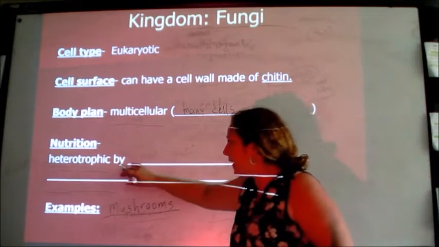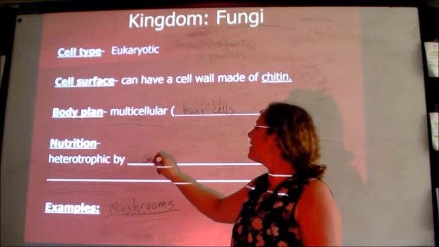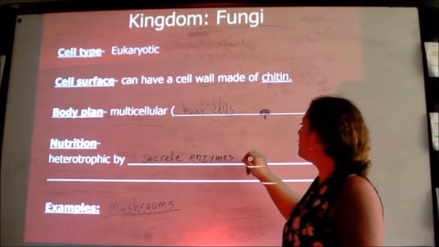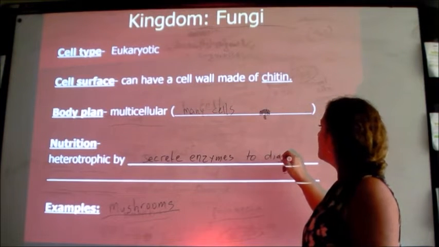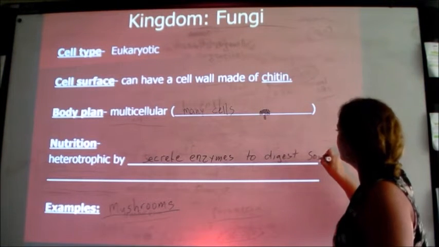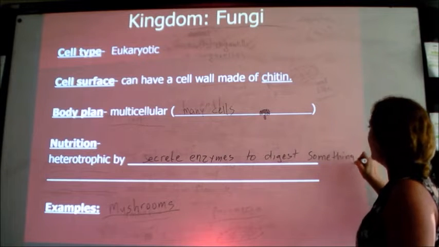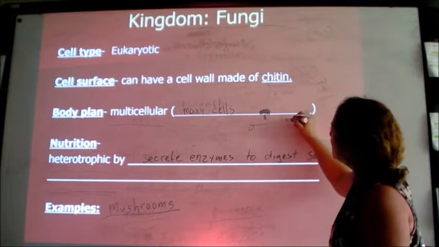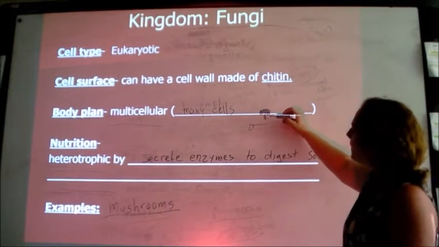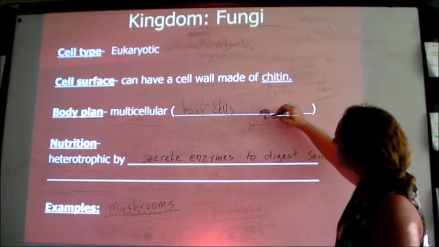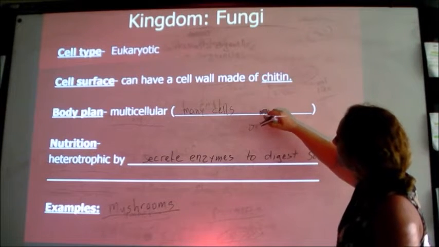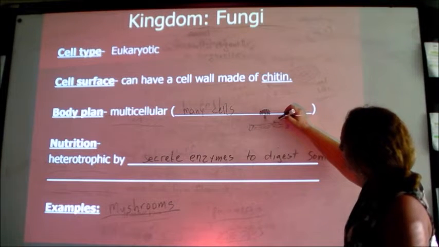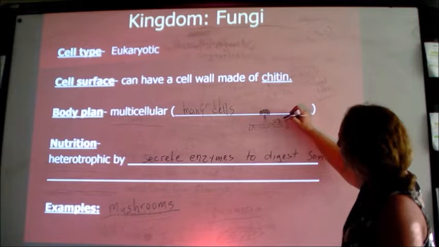They're heterotrophic by secreting enzymes to digest something. So you're going to generally find mushrooms growing on a fallen tree log, perhaps. Well, these mushrooms have tiny little root-like stuff, and they're called hyphae, and they infect the entire log. You'll see new mushrooms start to grow all over.